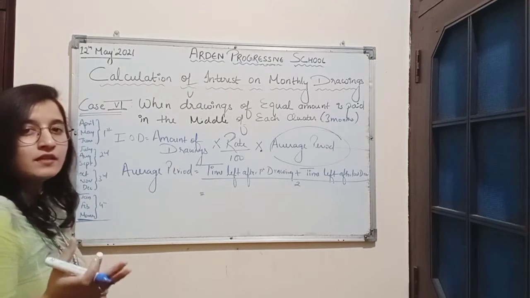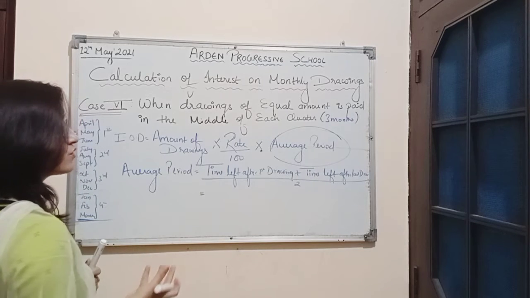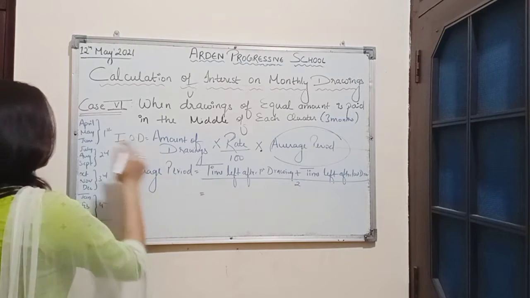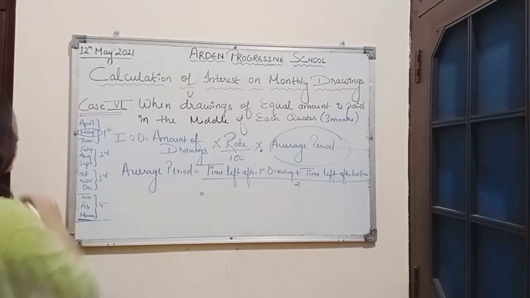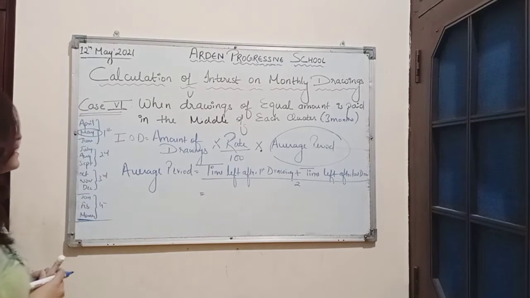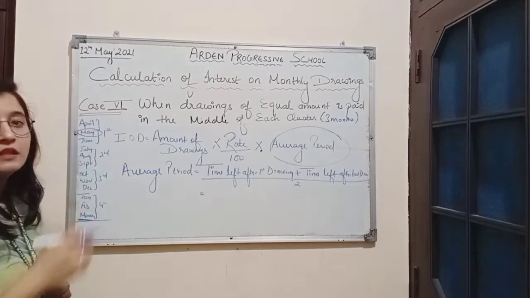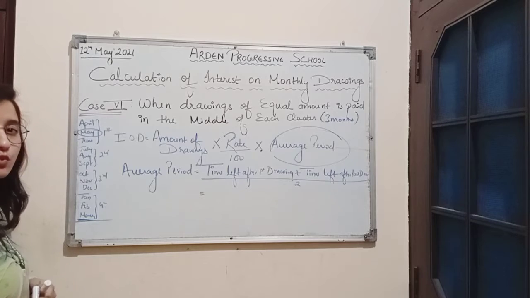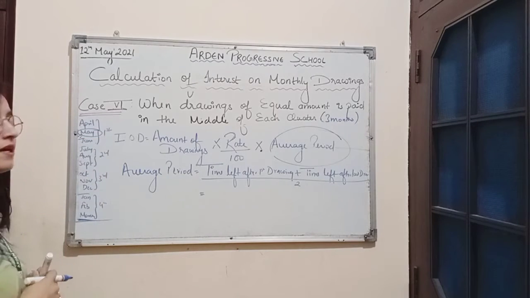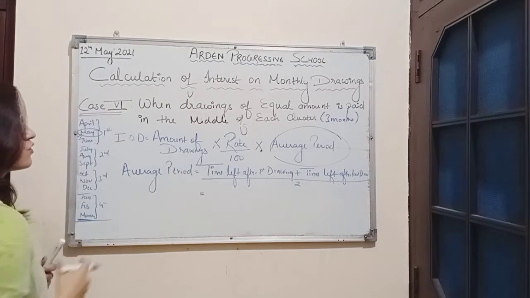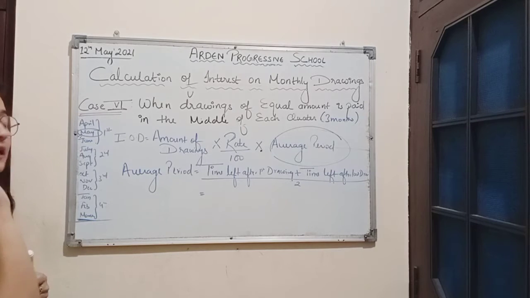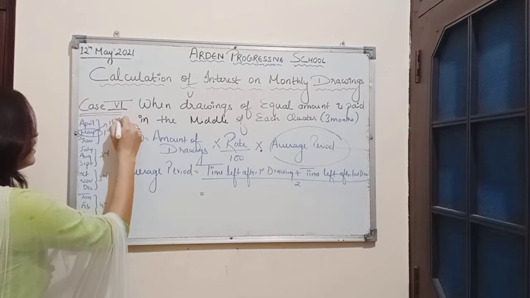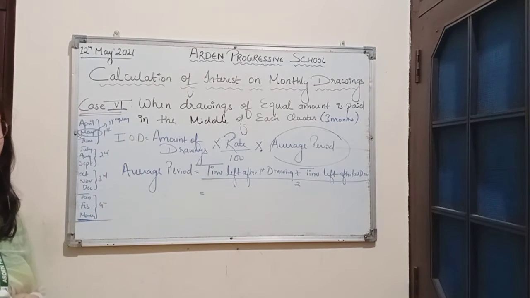So let's calculate the time which will be left after first drawing. As we know, the partner is withdrawing the amount of drawings in the middle of each quarter. So when he will be withdrawing the first drawing, it will be on 15th May. First quarter is April, May and June, so the middle of this quarter will be May. So he will be withdrawing the amount on 15th of May.